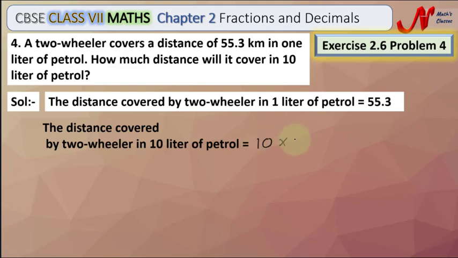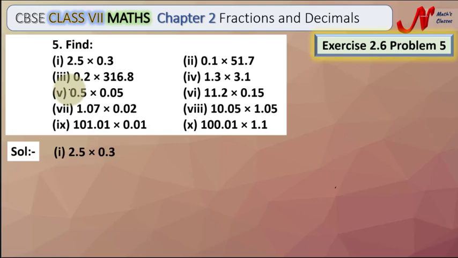I can write it as 10 into 55.3 kilometers. We already know that when we multiply with 10, we shift the decimal point one place to the right side, so it can be written as 553.0 kilometers. So in 10 liters of petrol, the two-wheeler covers 553 kilometers. Now we solve the fifth problem. In the fifth problem, there are 10 bits given. So first we find the product of 2.5 into 0.3.